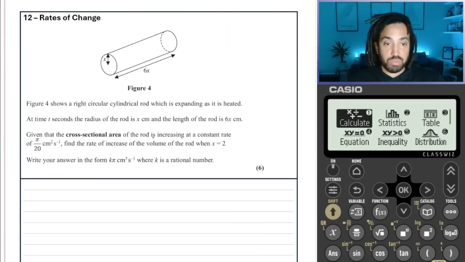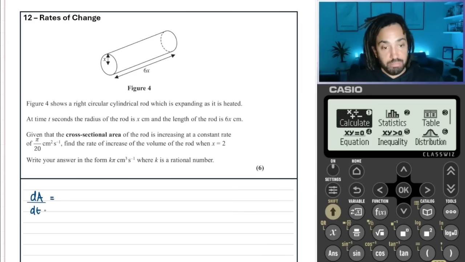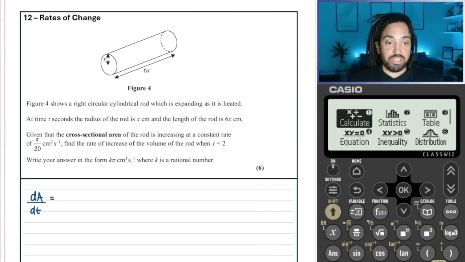So that information we can write down straight away. Because it says that the cross-sectional area is increasing, we can say dA by dt, because whenever it says rate, that means with respect to time, and we're going to call the cross-sectional area just A, and that's equal to pi over 20. And then it says find the rate of increase of the volume when x equals 10. So we are trying to find the volume's rate, which is dV by dt.